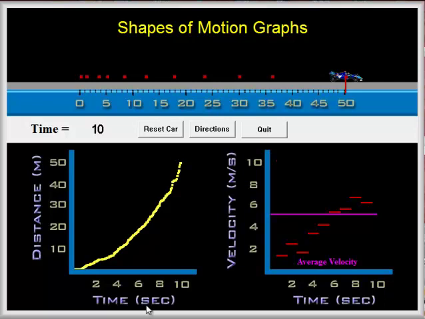And similar to the problems you have with the Vernier probe, you can see that you get kind of a bouncy velocity because of the difficulty of moving this in a constant fashion. So it's an interesting simulation for students to play with.